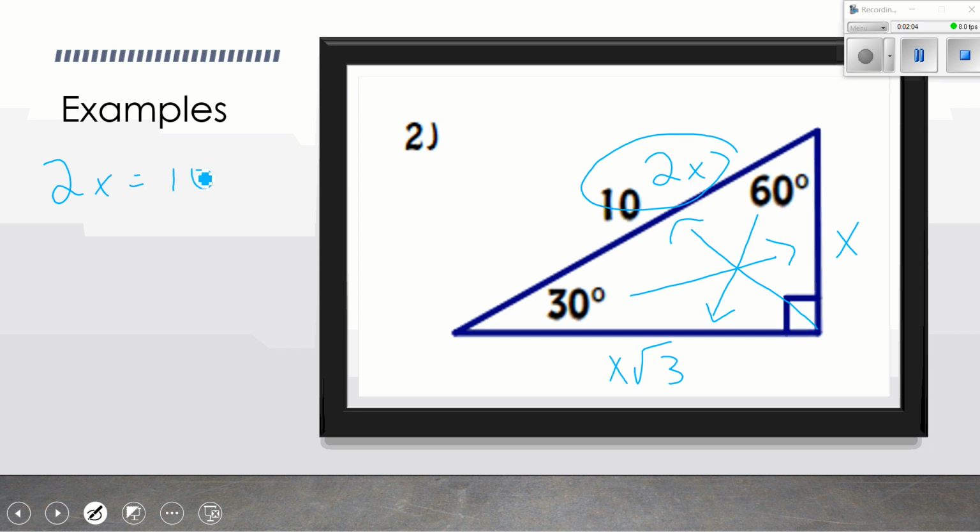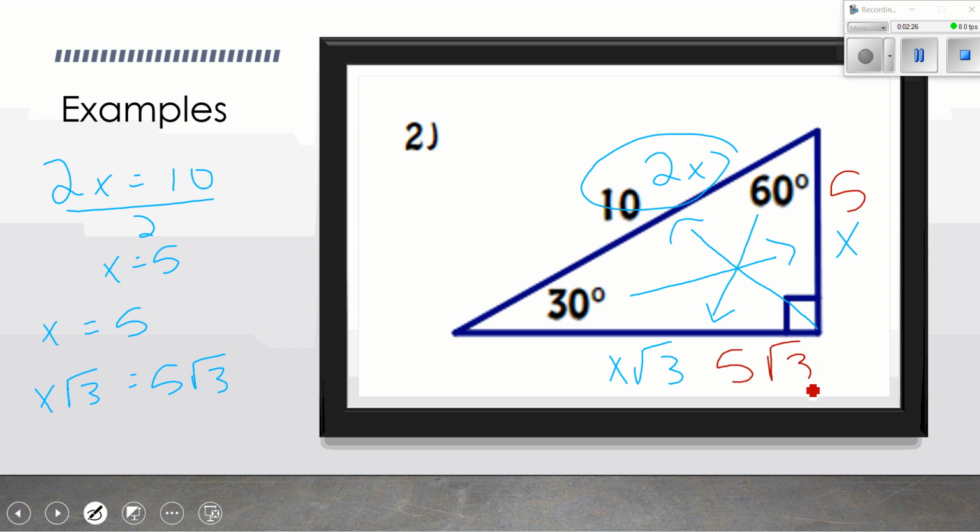To solve for x, I'm going to divide by 2. I'm going to get x equals 5. So I know my side x is going to equal 5. And my side x root 3, I can plug in that 5 and I get 5 root 3. So then I come over here and I label all my sides. And I have 10 already given. This side will be 5, and this side will be 5 root 3.